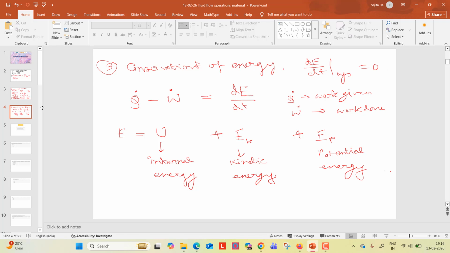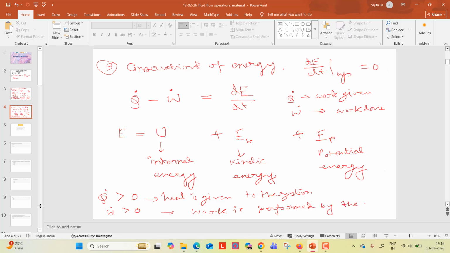And Q dot, if Q dot, the rate of heat given, is greater than 0, that means heat is given to the system. And W dot greater than 0 means work is performed by the system. Okay.